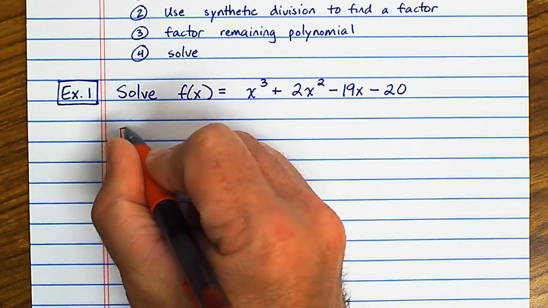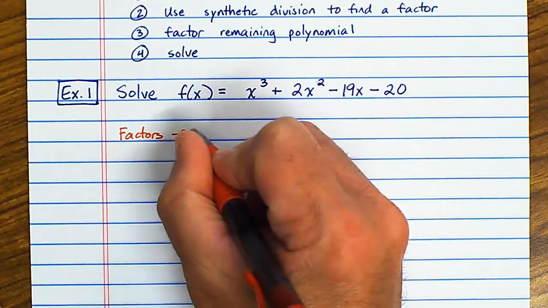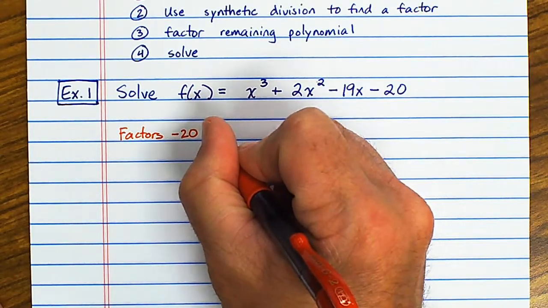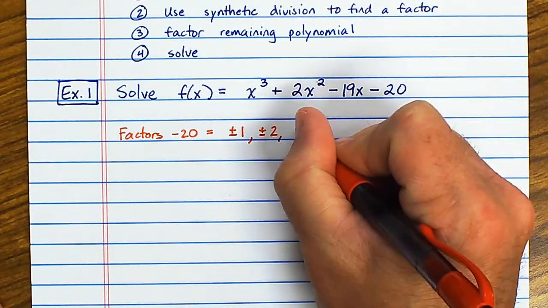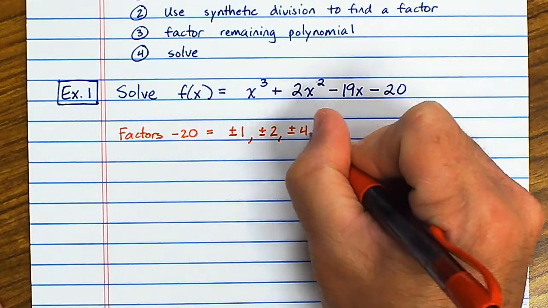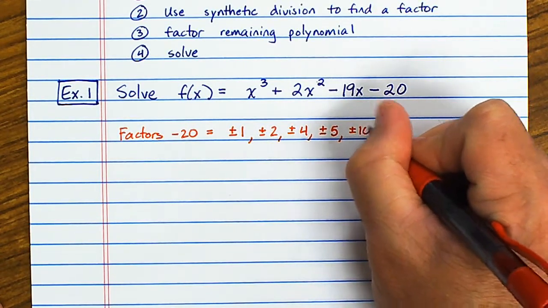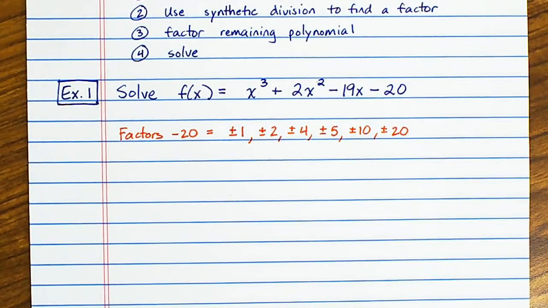The factors of negative 20, because this is negative 20 down here. And I'll just give you this first one. They would be plus or minus 1, plus or minus 2, plus or minus 4, plus or minus 5, plus or minus 10, and plus or minus 20. Factors means numbers that go into it evenly. Those are all of the numbers that go into 20 evenly.